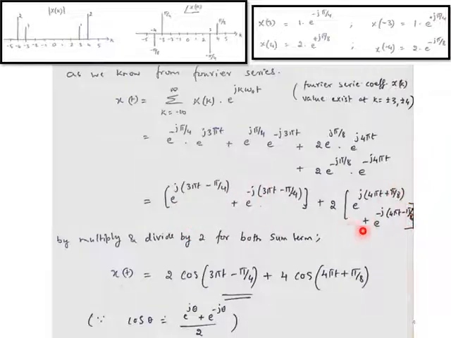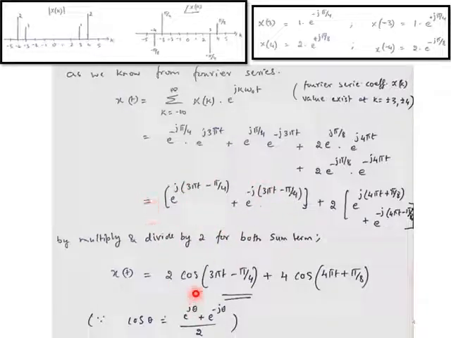The same goes for the second part. The 2 is common, so I can take 2 outside and simplify. So e to the power j (4 pi t plus pi by 8) for the second term, plus e to the power minus j (4 pi t plus pi by 8). Here it should be a plus; let me make a correction, it should be plus pi by 8. So the common term is e to the power j theta plus e to the power minus j theta. Divided by 2, it will also be a cos term. So I multiply and divide by 2 for both of these terms, and dividing by 2 makes the cos term.